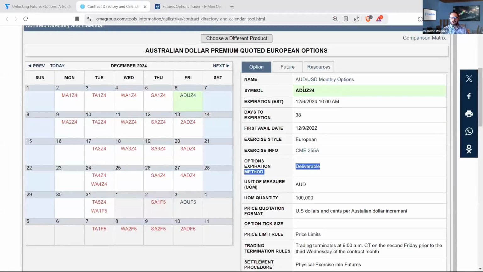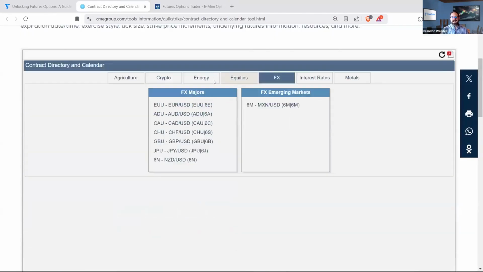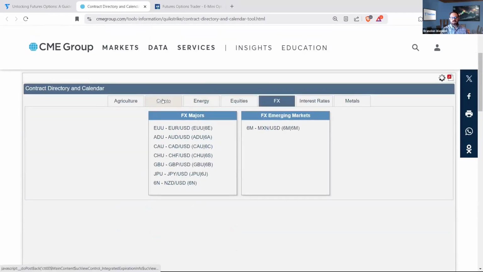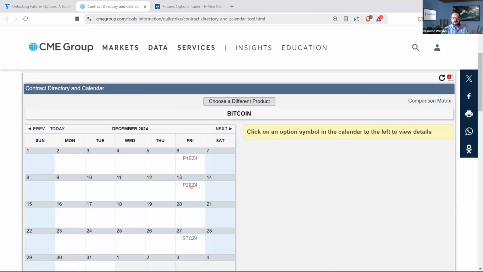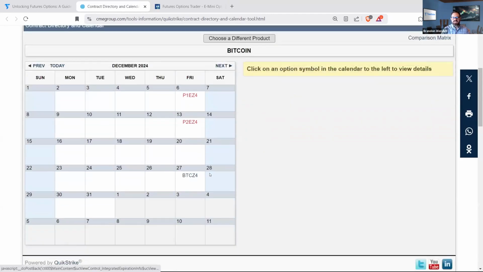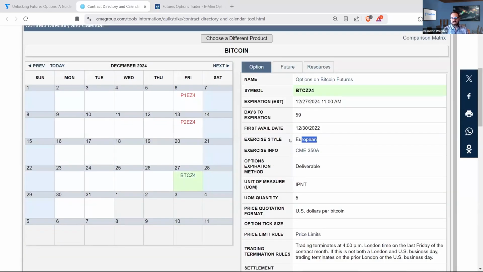This is deliverable for the Aussie, but if I switch to a different product, you saw with nat gas, I'm not sure about crypto, that's deliverable or not. We can check that out. And we have micro Bitcoin or regular Bitcoin. But if I go to BTC Z24, that's European style, that is deliverable. That means you can't exercise early, only at expiration. But if you're in the money, there will be a delivery of the underlying futures contract, except if you're trading the one that expires on the same day.